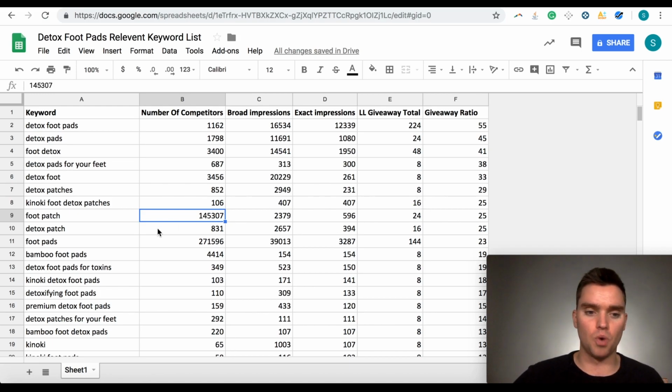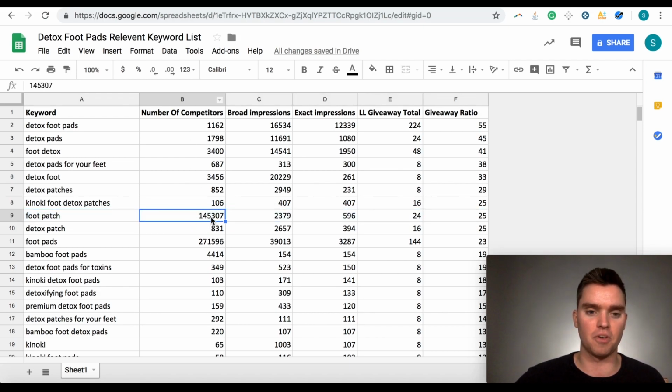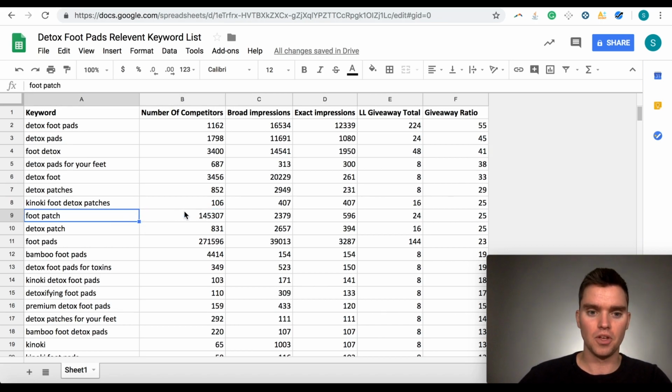You can get on page 1 for foot patch, okay? You can get on page 1 for foot pads, but I promise you, based on my experience, you will fall down the pages quickly because, look, here's the number of competitors. There's 145,000 sellers competing for the term foot patch. So would you rather compete with foot patch or with Kanyoki detox foot patches, where there's only 106?